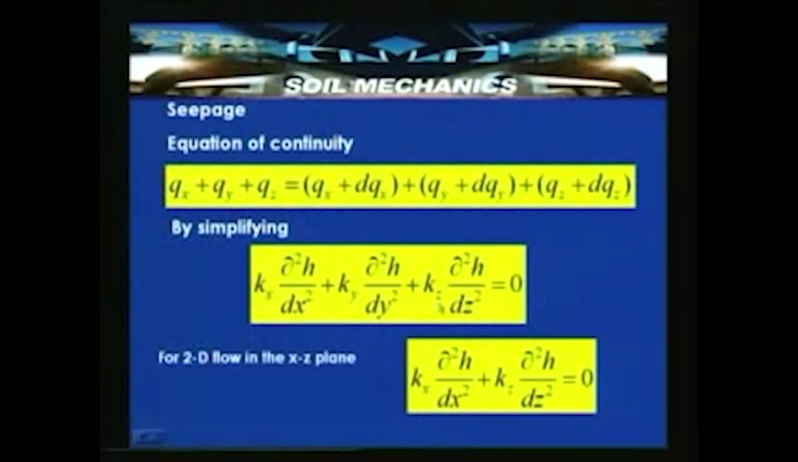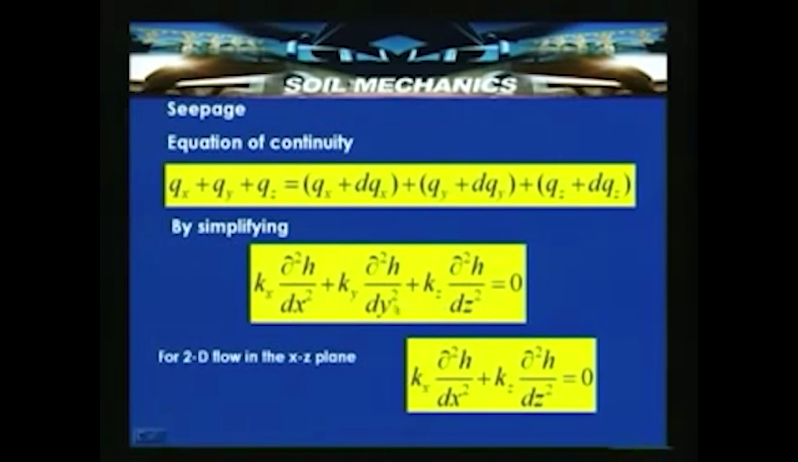Where kx, ky, kz are the coefficients of permeability in x, y, z direction respectively, and this is a generalized expression. In the isotropic case, where kx is equal to ky is equal to kz, we can say that ∇²φ is equal to 0.